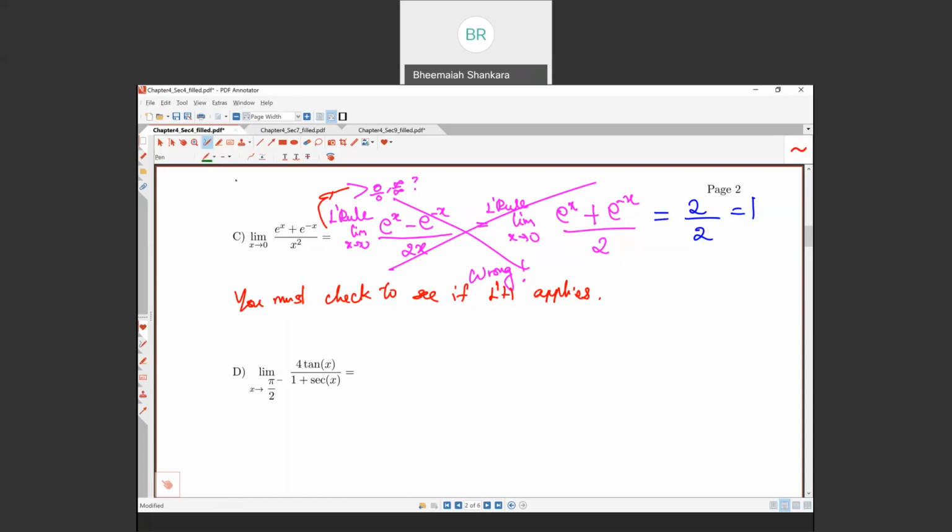So let me apply the limit and check what's the value of the limit. E to the x plus e to the negative x divided by x squared. When I plug in the limit in the numerator, e to the 0 is 1, e to the negative 0 is also 1. In the denominator, I have 0 squared, which is 0. So I have 2 over 0. Any number divided by 0 is infinity. So your answer is infinity.